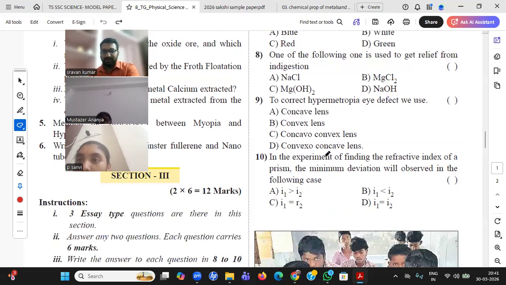To correct hypermetropia eye defect, which type of lens do you want to use when you want to correct hypermetropia?